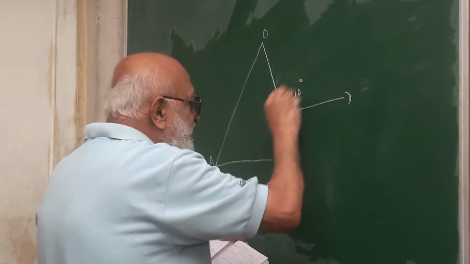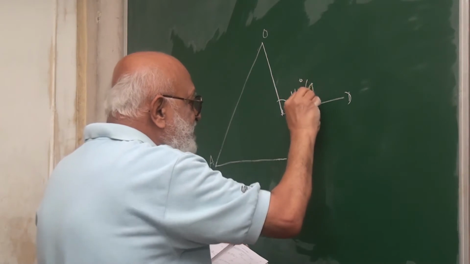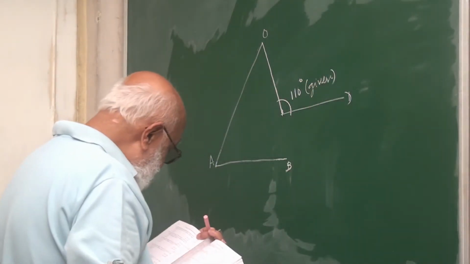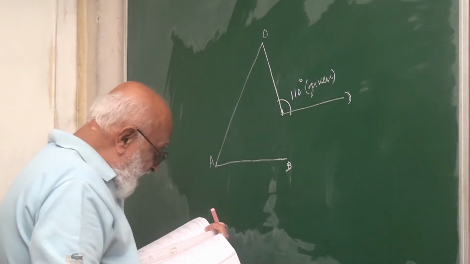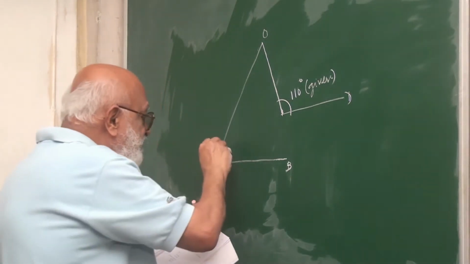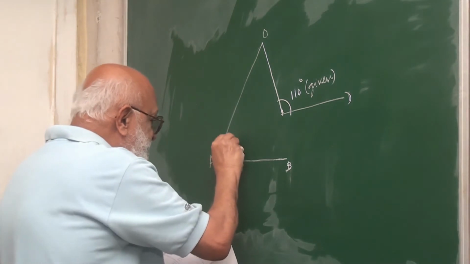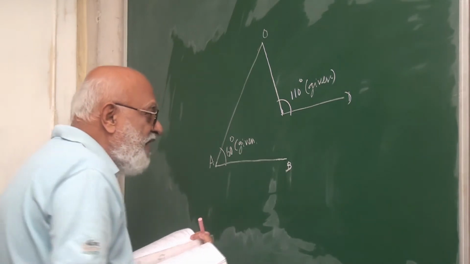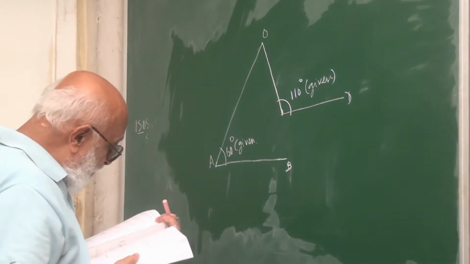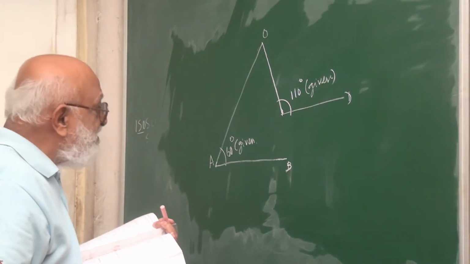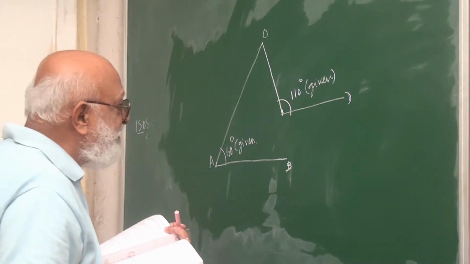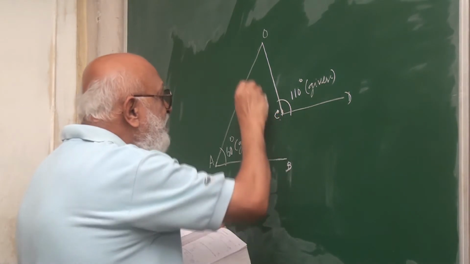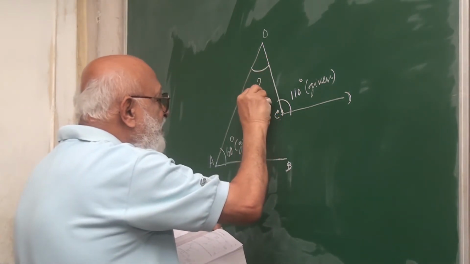Given is 110 degree. This angle is given, so we say this is given. Okay, this angle is 60 degree, given. Okay, what do we have to do? What we have to do is find angle OAC. So which one is C? This is C. Okay, this angle we have to find out.